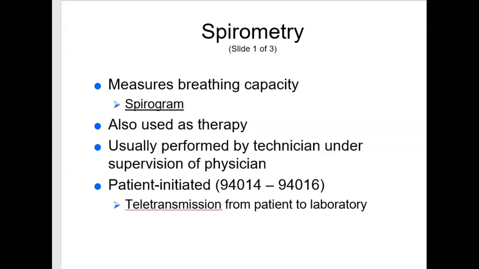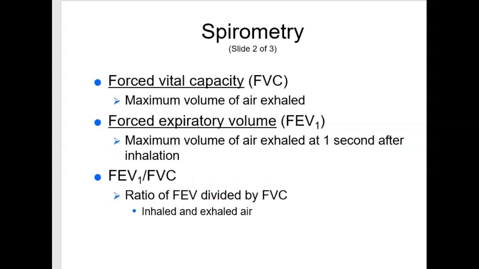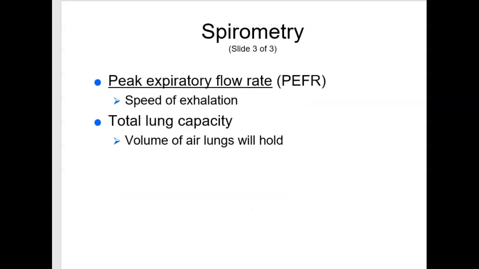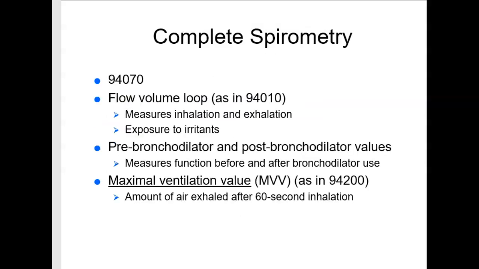The first one they talk about here is spirometry. This measures the breathing capacity. It can be used for therapy. It just gives you the codes here. And then we have different types: forced vital capacity. I won't go too much into them. So, complete spirometry is 94010.